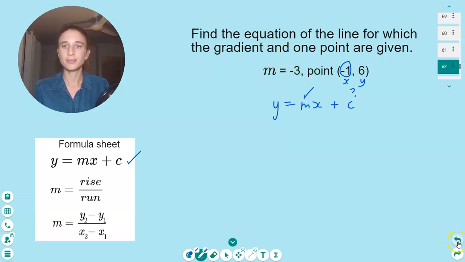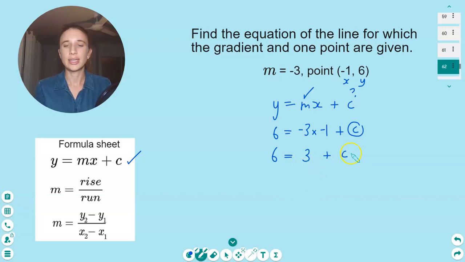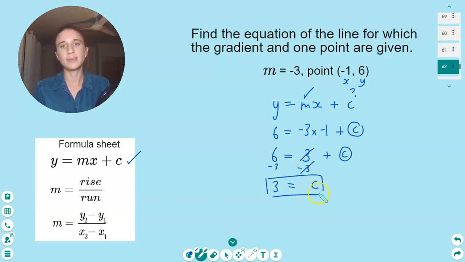y is 6, m is -3, x is -1. Only one unknown now. Let's simplify it a bit. Negative times negative is +3. And getting c alone, we'll take 3 from both sides. 6 take 3 is 3. That cancels. We're left with c is 3.